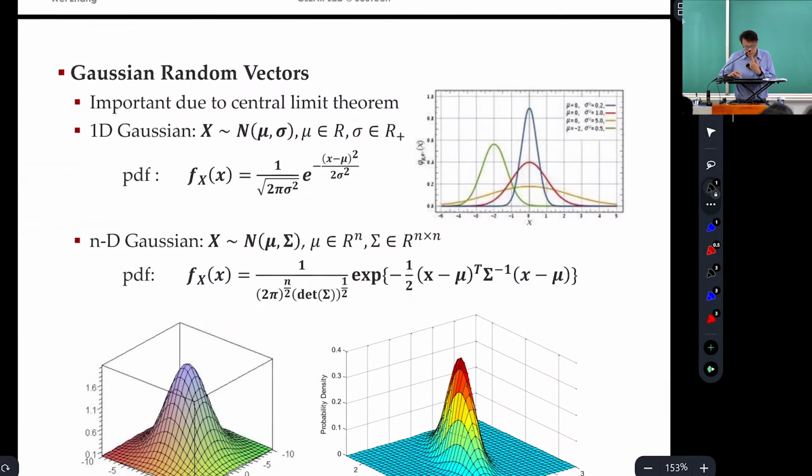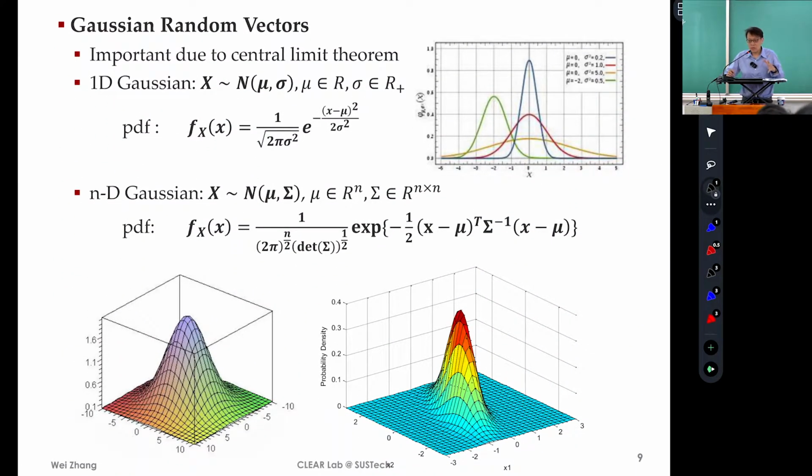So now let's give a review of Gaussian or normal distribution. You have learned normal distribution for sure, okay? The density function looks like this. Can anyone explain why this is called Gaussian? What's special about this?